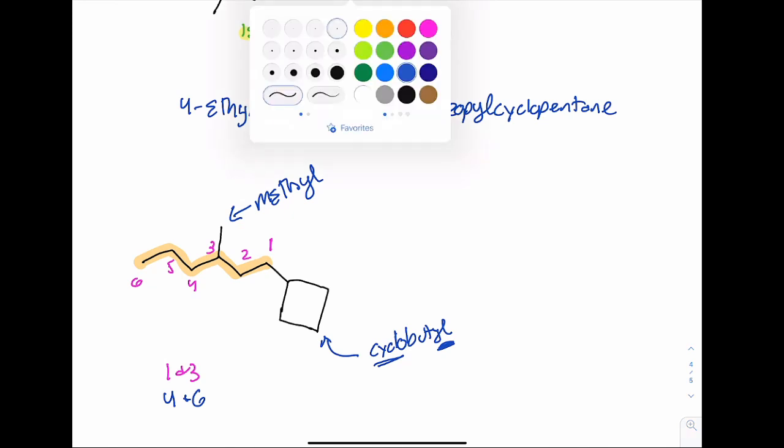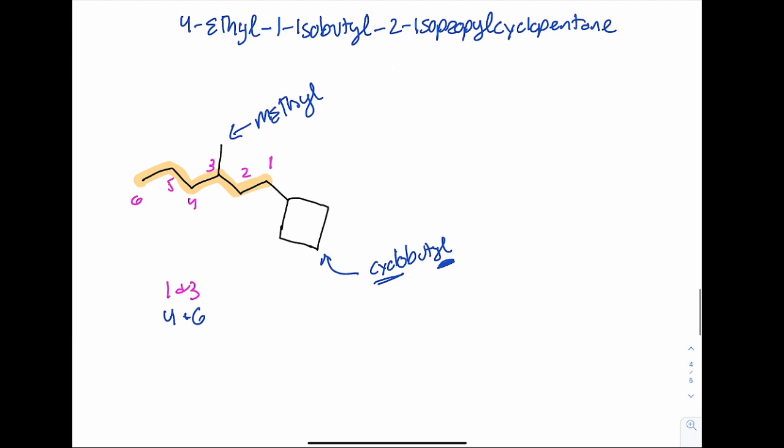Listing them alphabetically, I do count the C. The C stands for cyclic, it stands for a word, not a number, so I'm going to alphabetize that. So 1 cyclobutyl, right? C comes before M in the alphabet. 3-methyl. And then I have 6 carbons, hex. And it's an alkane, they all have single bonds, so ane. So 1 cyclobutyl, 3-methyl hexane.